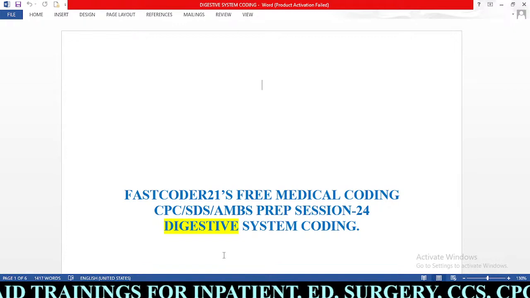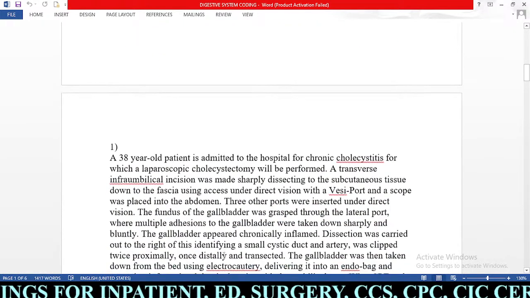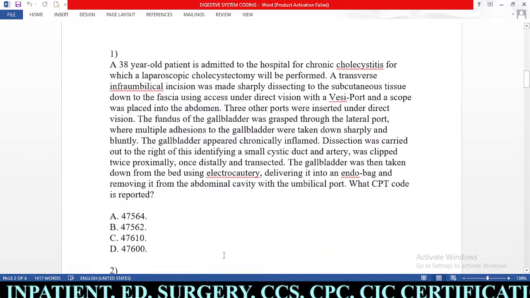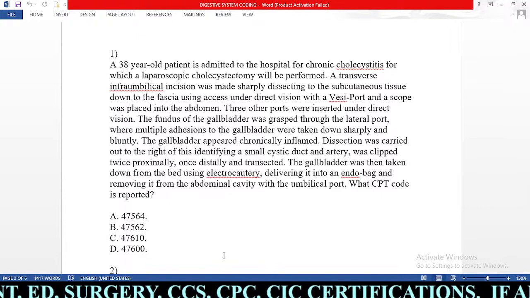So as usual, we are going to start the first question of the day. So here is the question. Now it is 9:32. We will discuss the answer at 9:36.